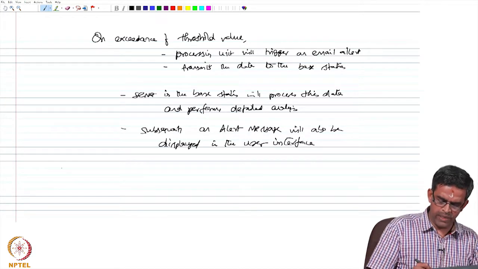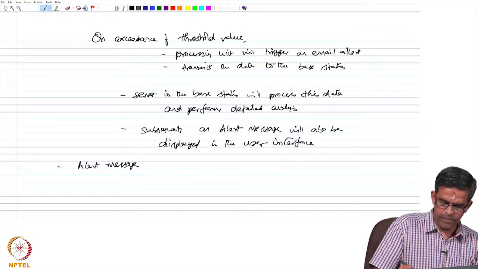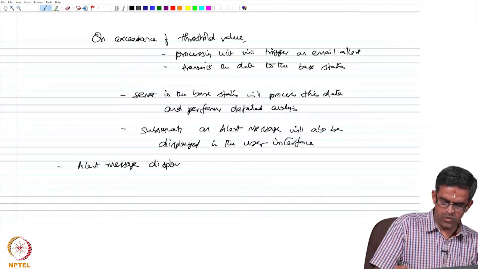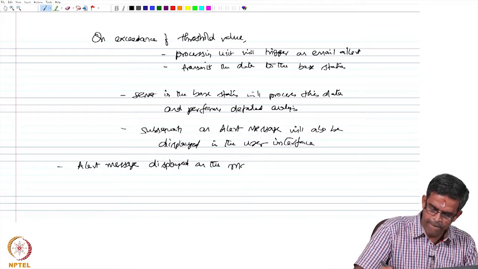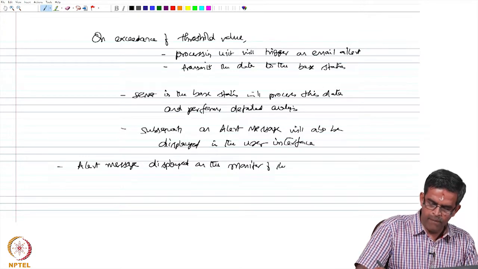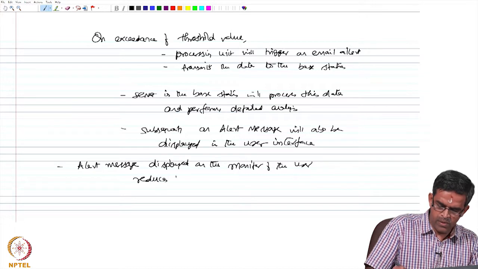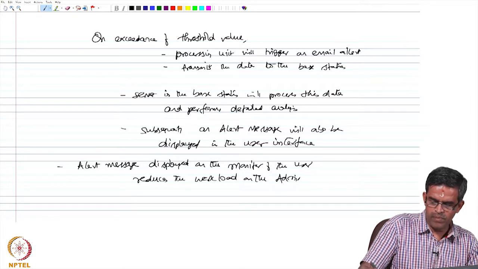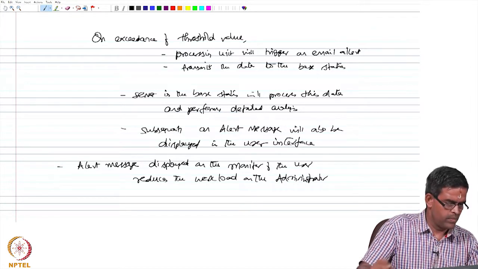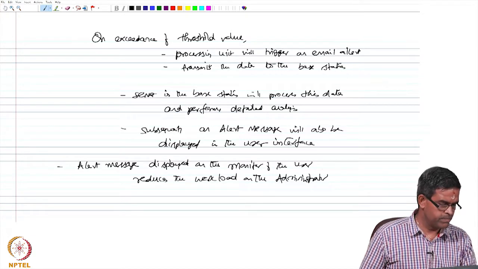Now, there are many advantages of this. The alert message displayed on the monitor of the user reduces the workload on the administrator. Okay.